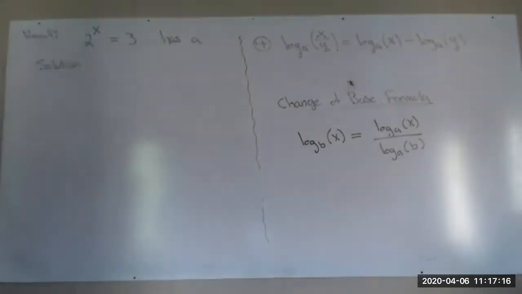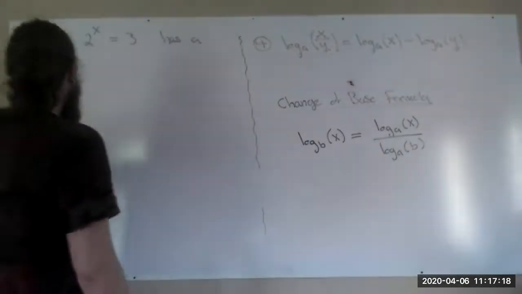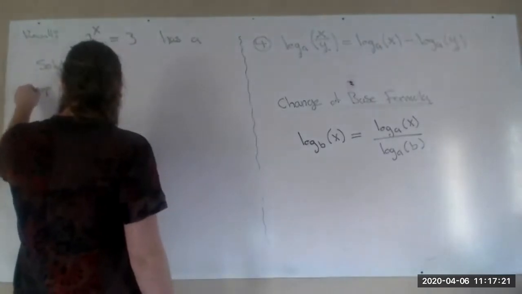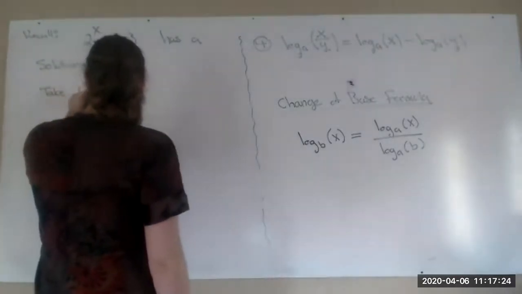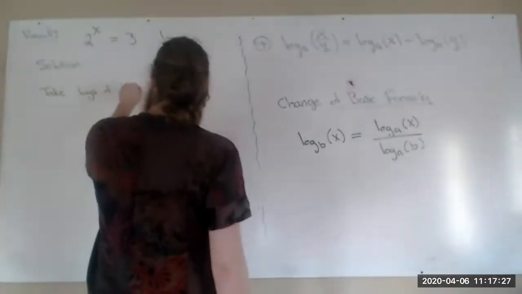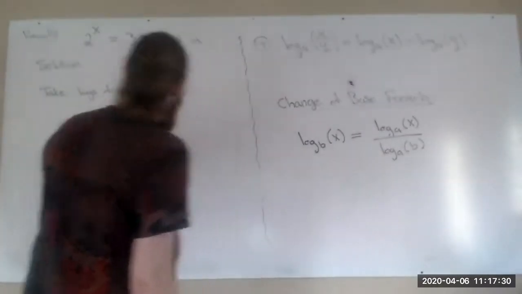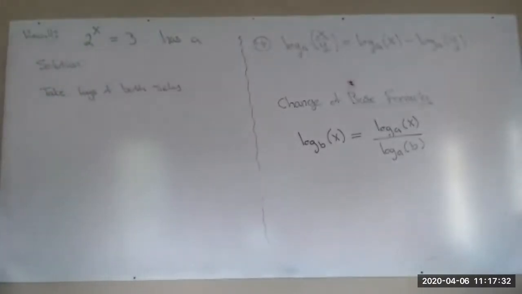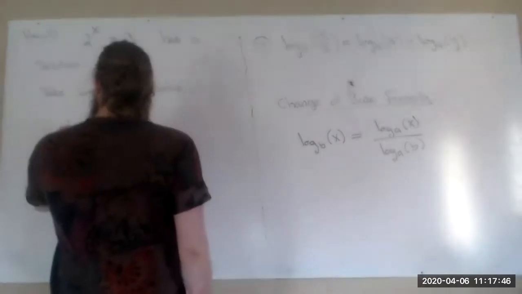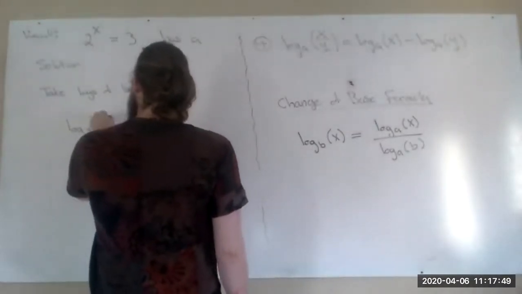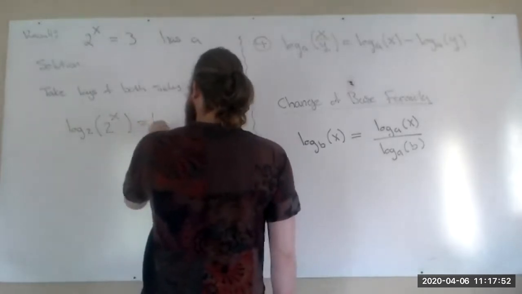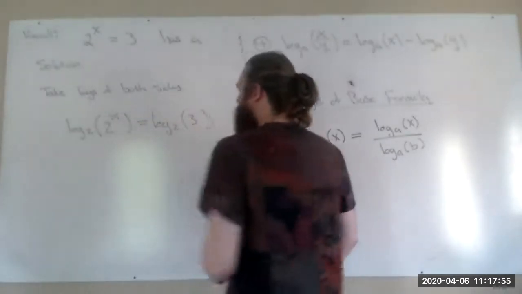If I take base 2 logarithms on both sides, and really I could take any base logarithm I want, but I'm going to take the base 2 log because this is the base 2 exponential. It's like squaring both sides or taking square roots of both sides. It's an operation I can do to both sides of the equation, and the equation will remain true. I get log base 2 of 2 to the x equals log base 2 of 3.